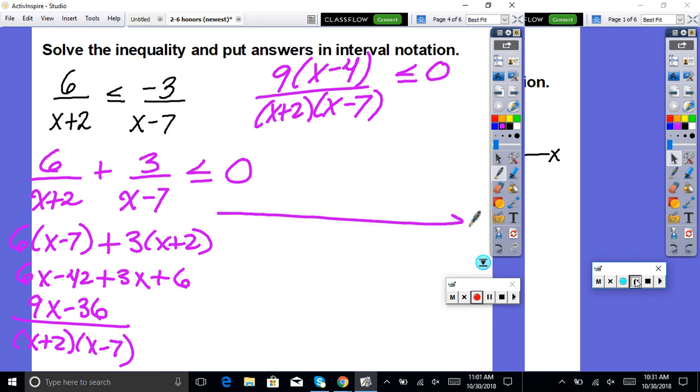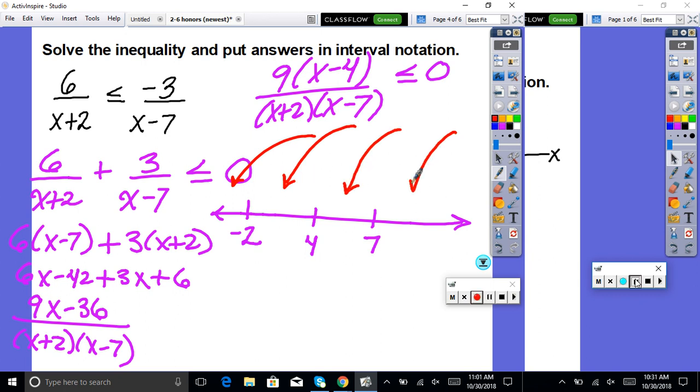So we should go way quicker through this one. My critical values are at 7, aren't they? At 4, and at -2. So now we're going to plot values, plug in a -3, plug in a 0, plug in a 5, plug in an 8. We can do this.